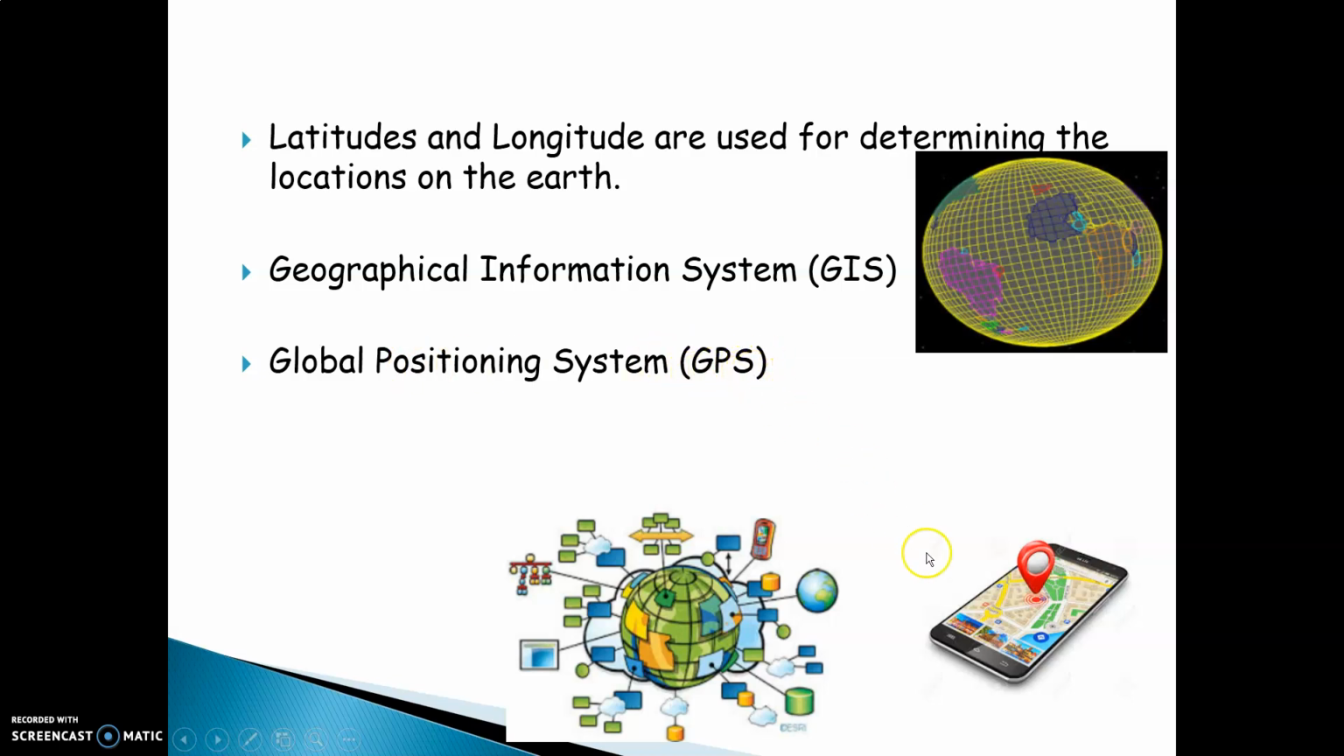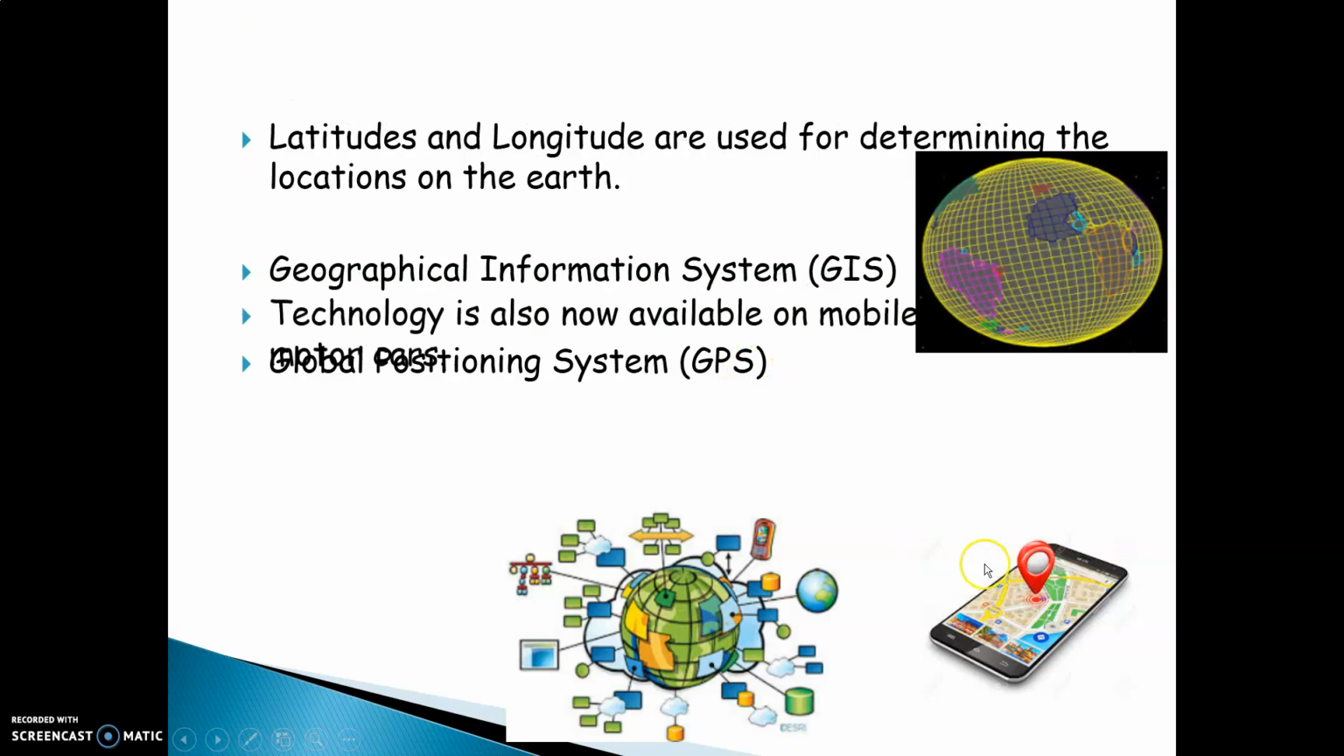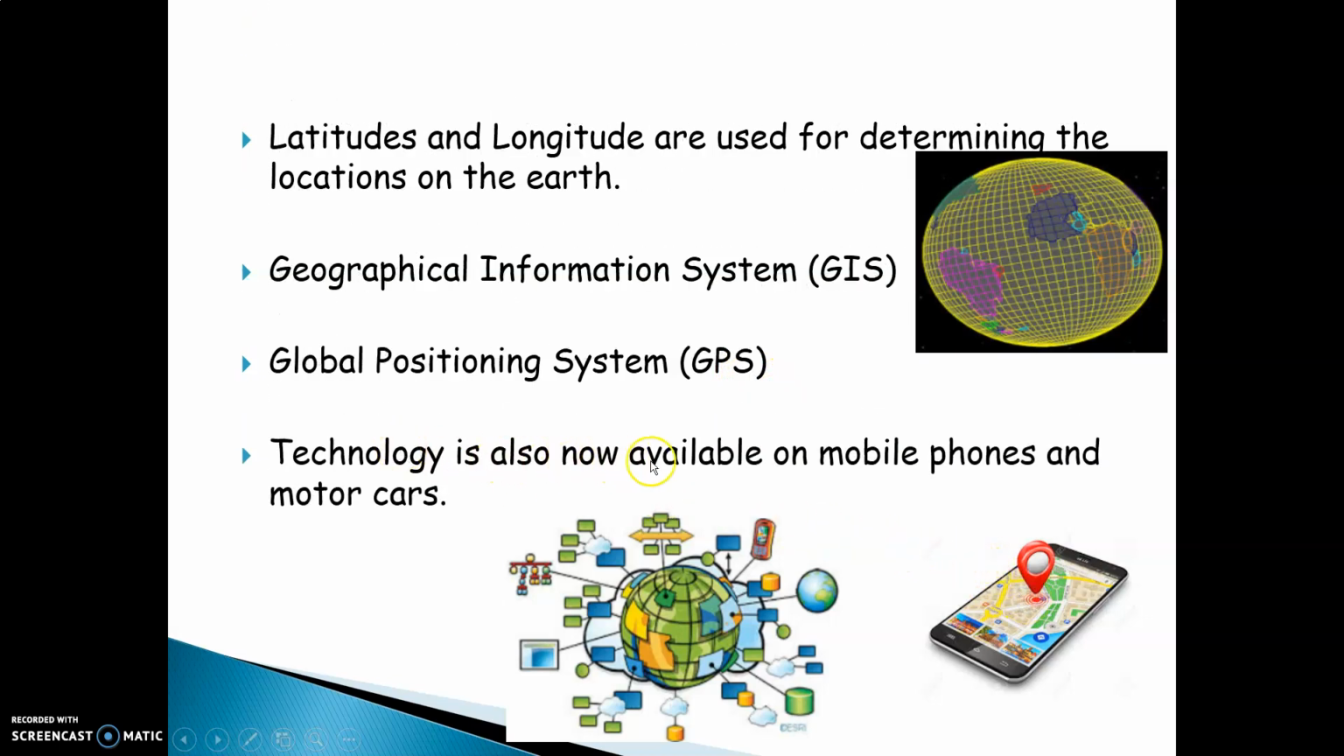It is set up in all the smartphones these days. So the technology is now available on mobile phones and motor cars. If you travel in cars or on mobile phones, you have this GPS, which helps us get to an unknown place, where we don't know the route or how to go about it.